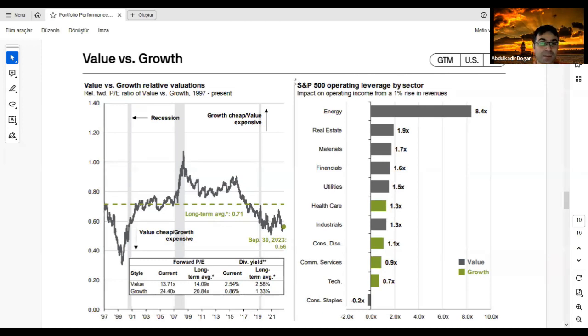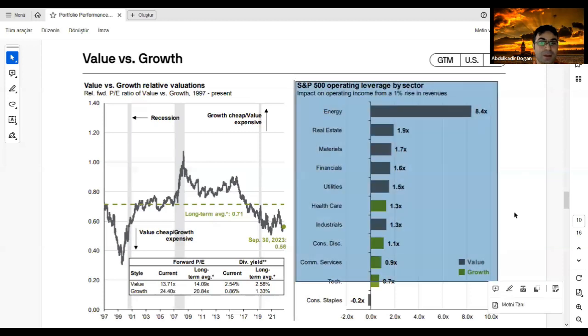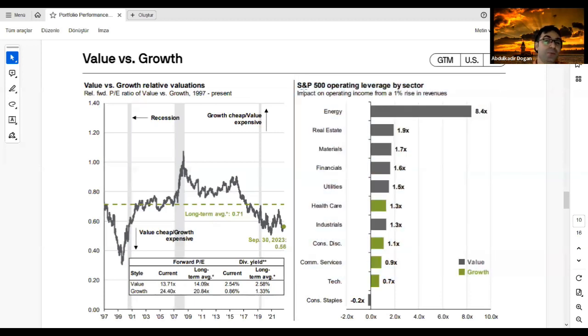On the right-hand side, we are trying to look at the S&P 500 operating leverage by sector. Leverage means how much debt you have and how much of your own equity you have. And if I divide my debt by my equity, my own capital, this will give how leveraged I am.